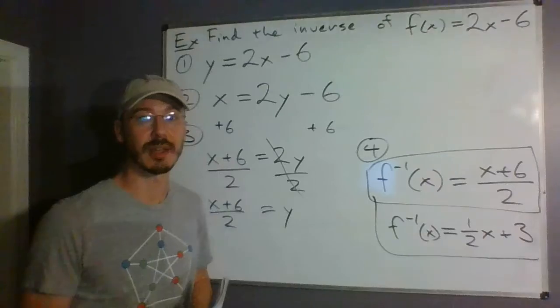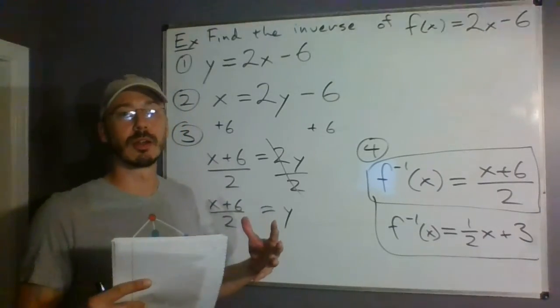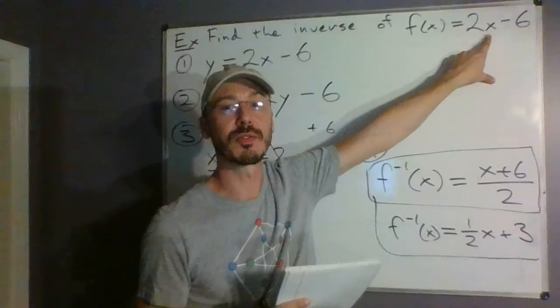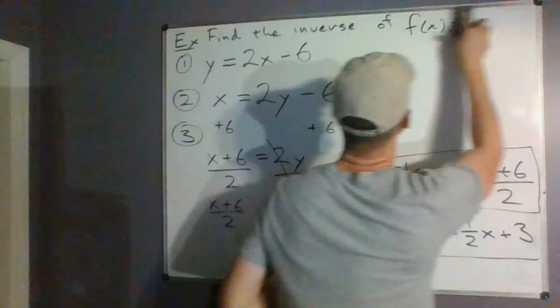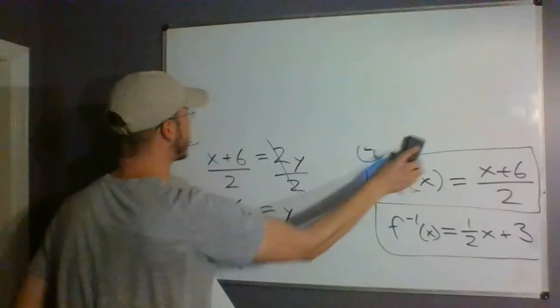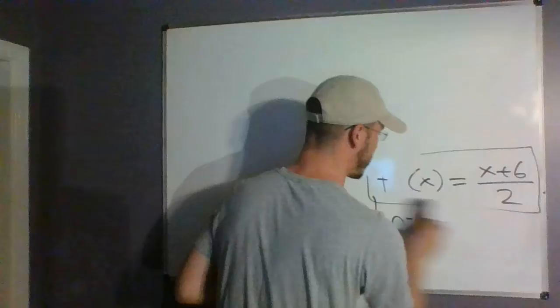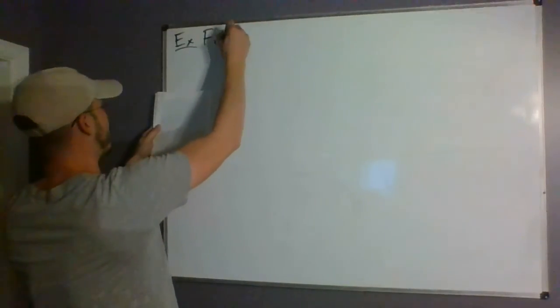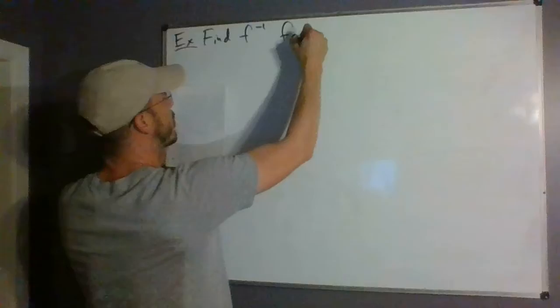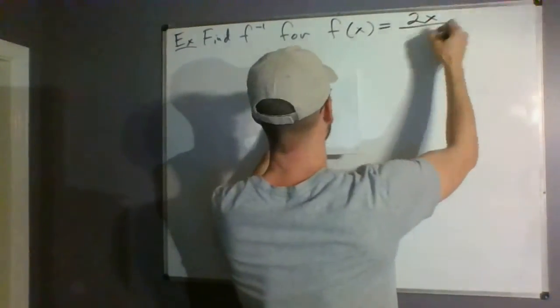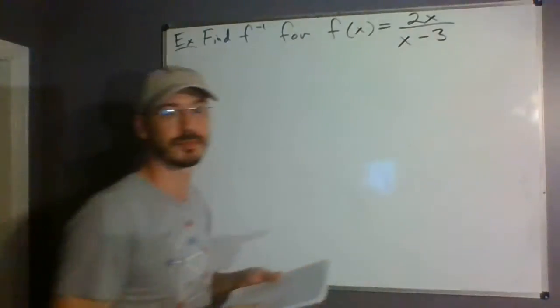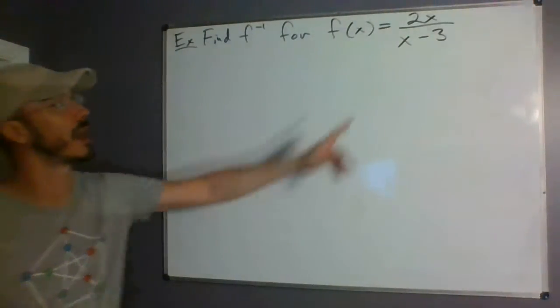Okay, I've got another example. It's a little bit bigger, just in terms of the function formula. Instead of being a linear function, this is going to be for a rational function. So let's take a look at this example: find f inverse for f of x equal to 2x over x minus 3. Like I said, rational function.